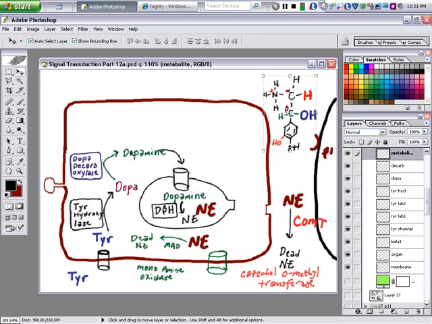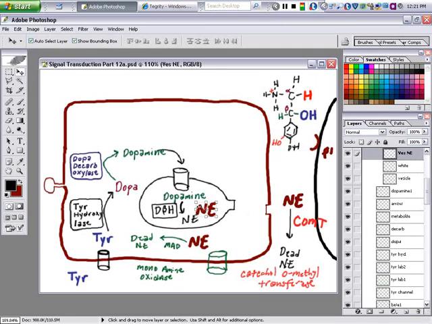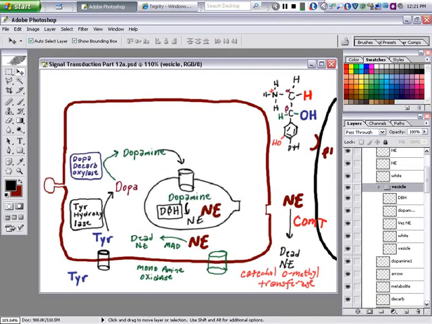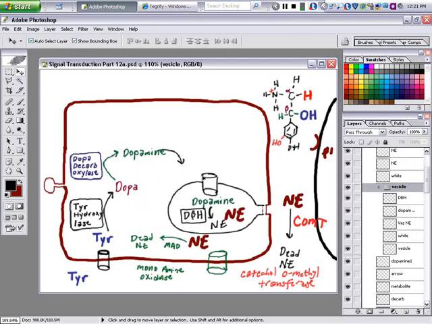The dopamine goes into a vesicle through this transporter, and then the dopamine is acted on by dopamine beta hydroxylase, and it adds this hydroxyl group on this beta carbon to make norepinephrine. Next thing that happens, this entire vesicle goes over and fuses with the membrane.